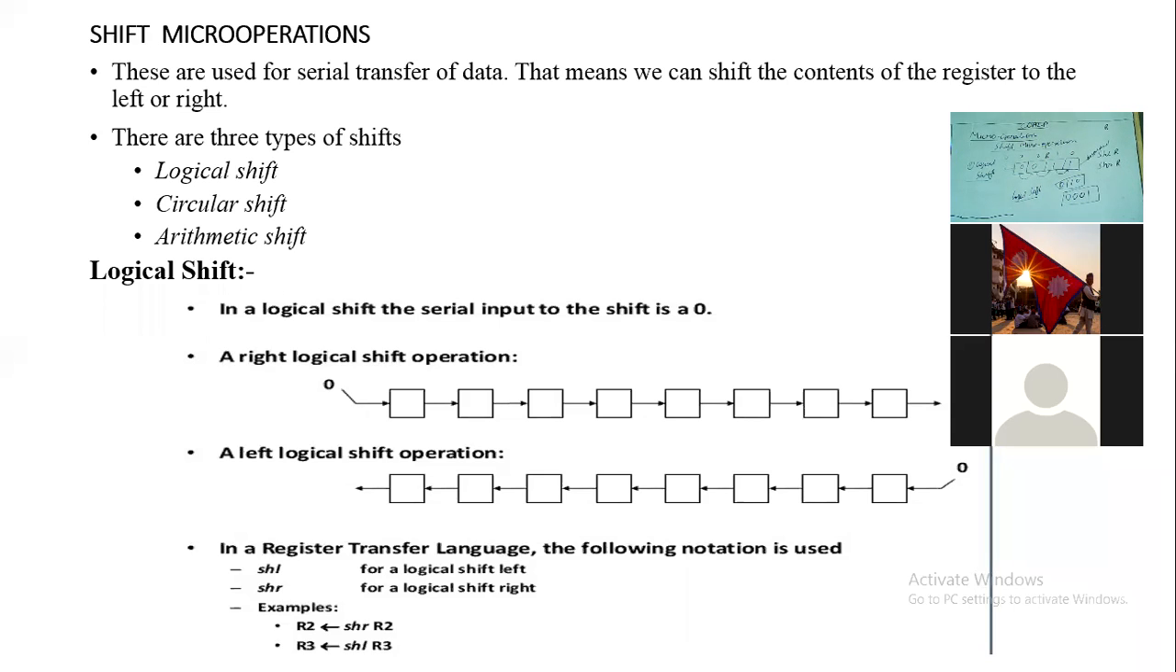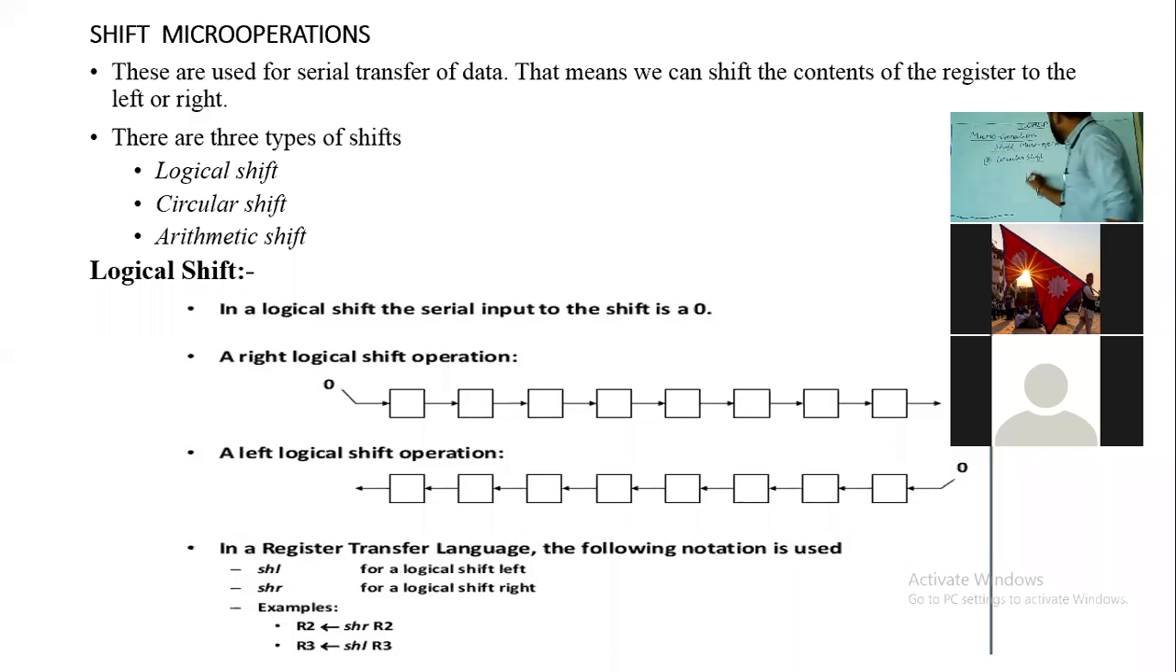Okay, so the next is circular shift. Next we have circular shift. In logical shift, as we have seen, our data is lost, but the second type is circular shift. In this shift, our data, our information, is not lost, because the information in a register circulates from one end to the other end.